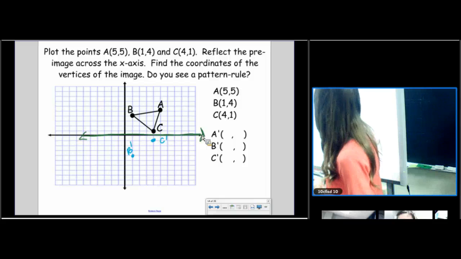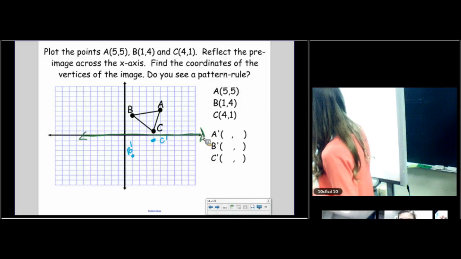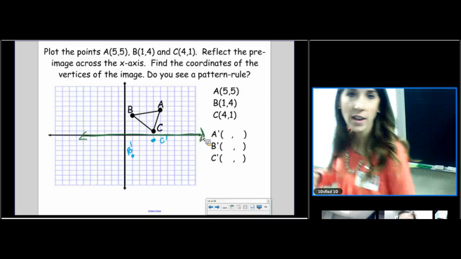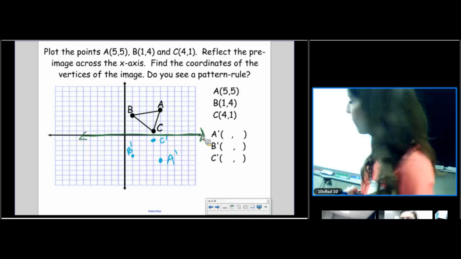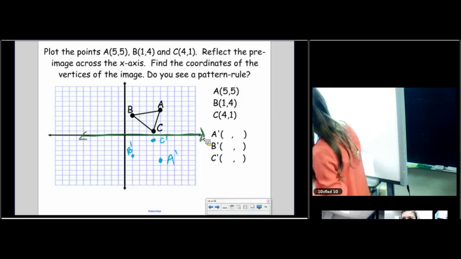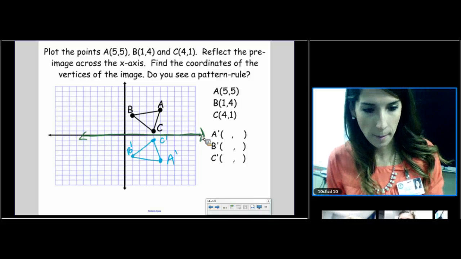And A is 1, 2, 3, 4, 5 above. 1, 2, 3, 4, 5 below. Notice I'm not moving these left, right. Since we're reflecting over the x-axis, we only have vertical movement. And so there is A prime, B prime, C prime.